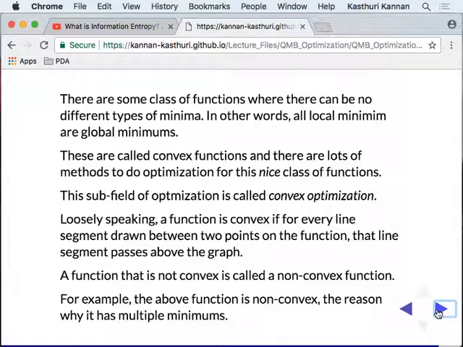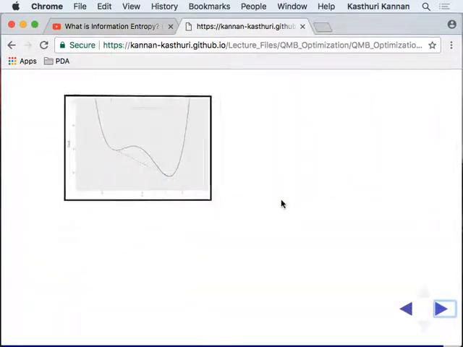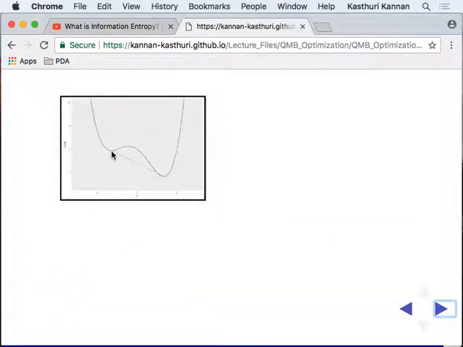Loosely speaking, a function is convex if for every line segment that you draw, the function lies below the line segment. Let me show an example here. You have this function, and when you draw these two line segments, the function lies above the line segment, so this is a non-convex function.